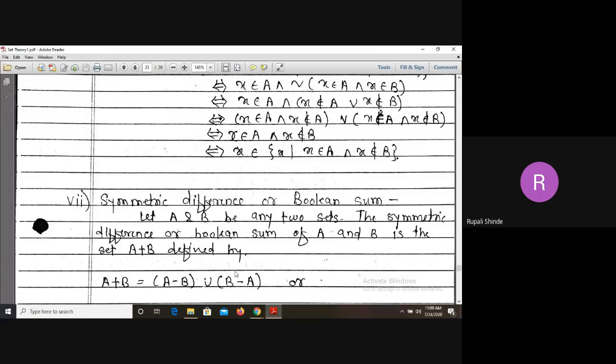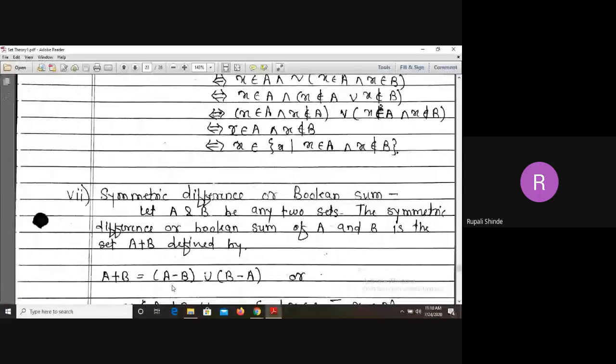Okay. So here the plus operation is for symmetric difference or Boolean sum. If there are two different sets A and B, then the symmetric difference or Boolean sum of A and B is given by set A plus B, and that can be represented as A plus B is equal to A minus B union B minus A. म्हणजे काय, जे एलिमेंट A मध्ये आहेत पण B मध्ये नाहीयेत और B मध्ये आहेत पण A मध्ये नाहीयेत. So the union of these two sets gives us A plus B.